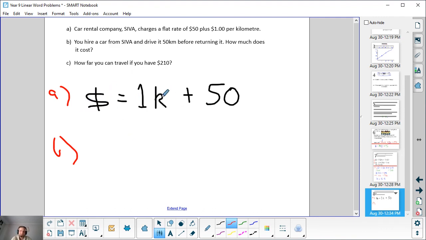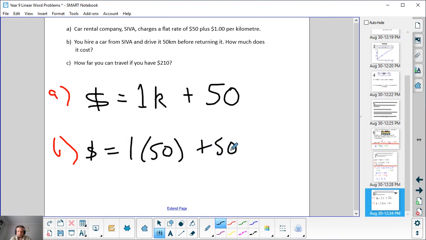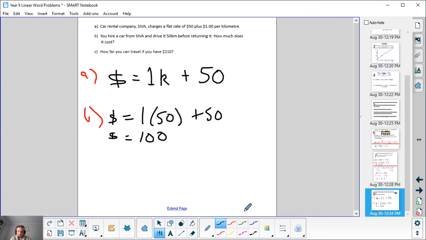And then these letters, you can call them whatever you want. I use dollars for dollars and K for kilometers. So part B is always going to ask us to put something in here, right? We want to know how many dollars to pay, how much it costs if I travel 50 Ks. All right, so it's 1 times 50, $50 for the kilometers plus $50 no matter what. So ends up being $100. All right. Again, this is the minimum that everyone should be doing for each question.